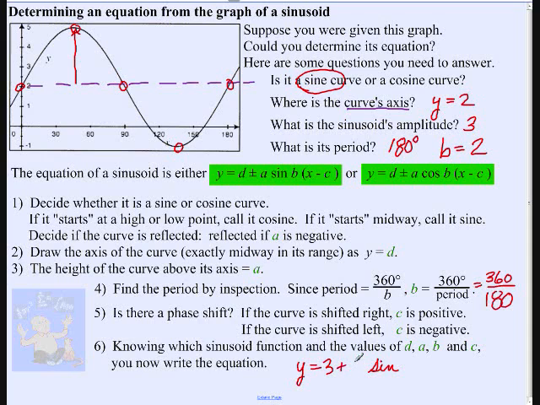So plus 3. My frequency, I've already determined, is 2. There is no phase shift. If there were, I'd be writing x minus whatever that phase shift was. In this case, no phase shift, so it's a little simpler. I'll go ahead and erase the 2, since I already erased part of it. So we just put the frequency is 2x. So we now can look at a graph and determine an equation.